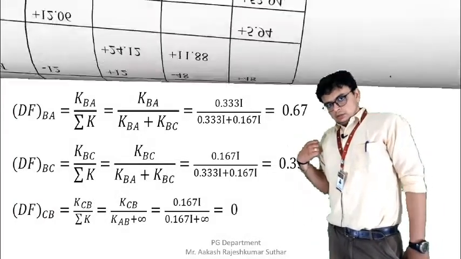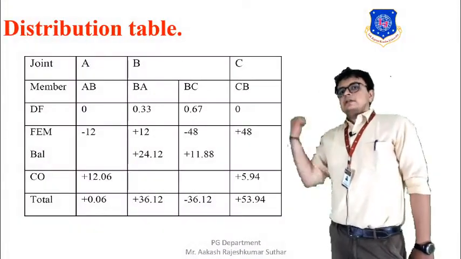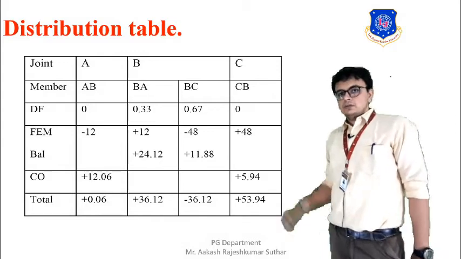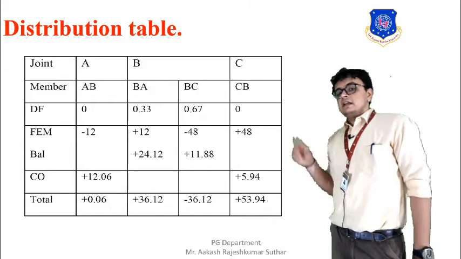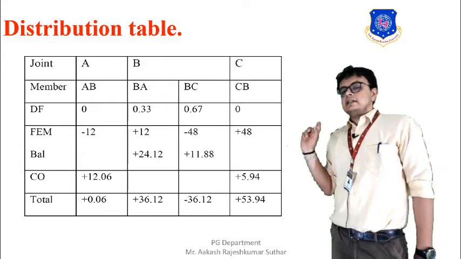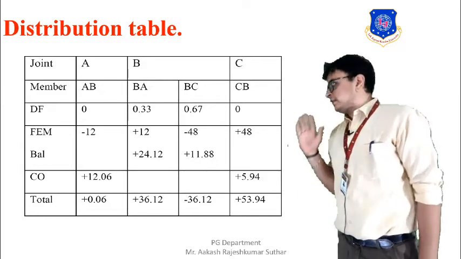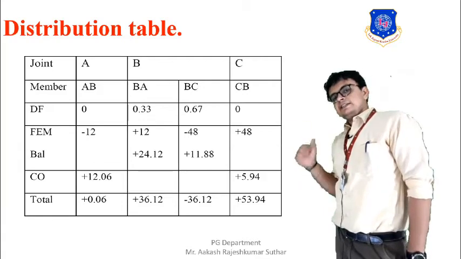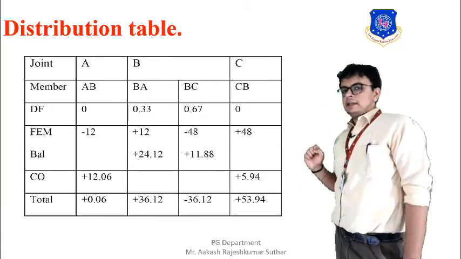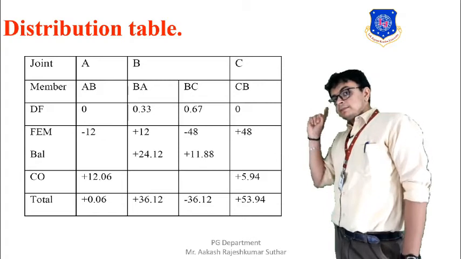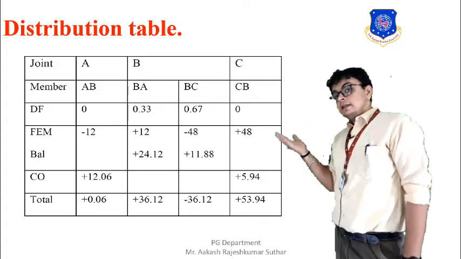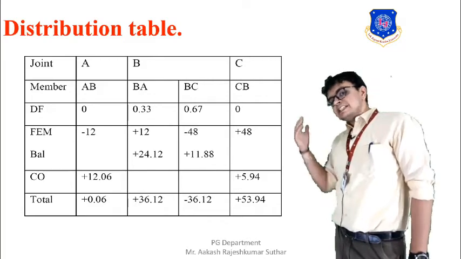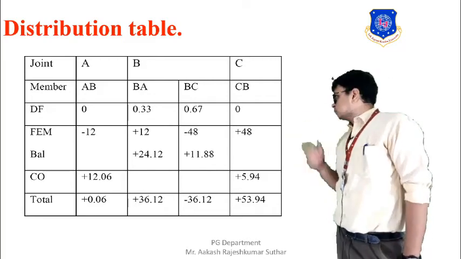So I need to reach to that. Okay, now it's done. You can see that the first row is the joint. The joints are only A, B and C. After that, we will have the members. The member in joint A will be only AB. Now in joint B, we will have the members BA and also BC. So that also you have to consider.